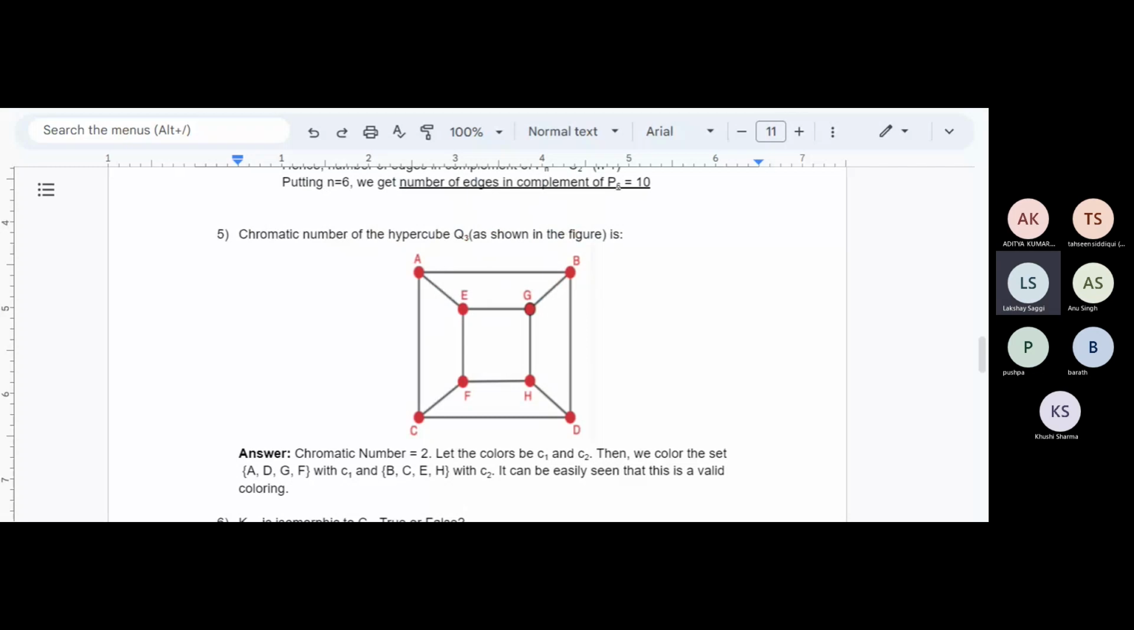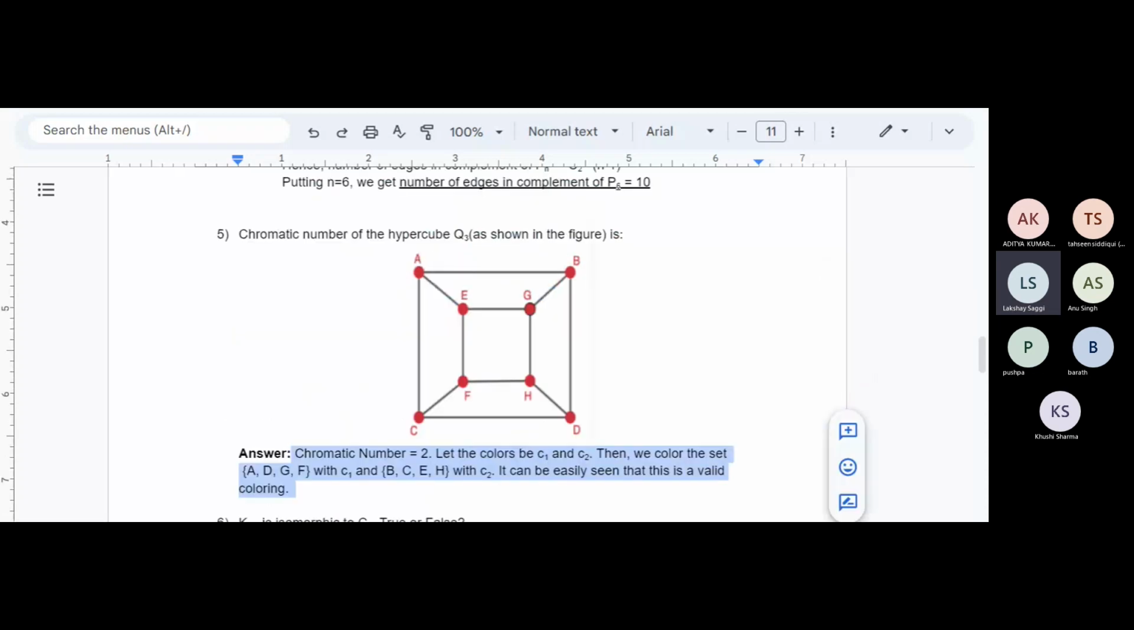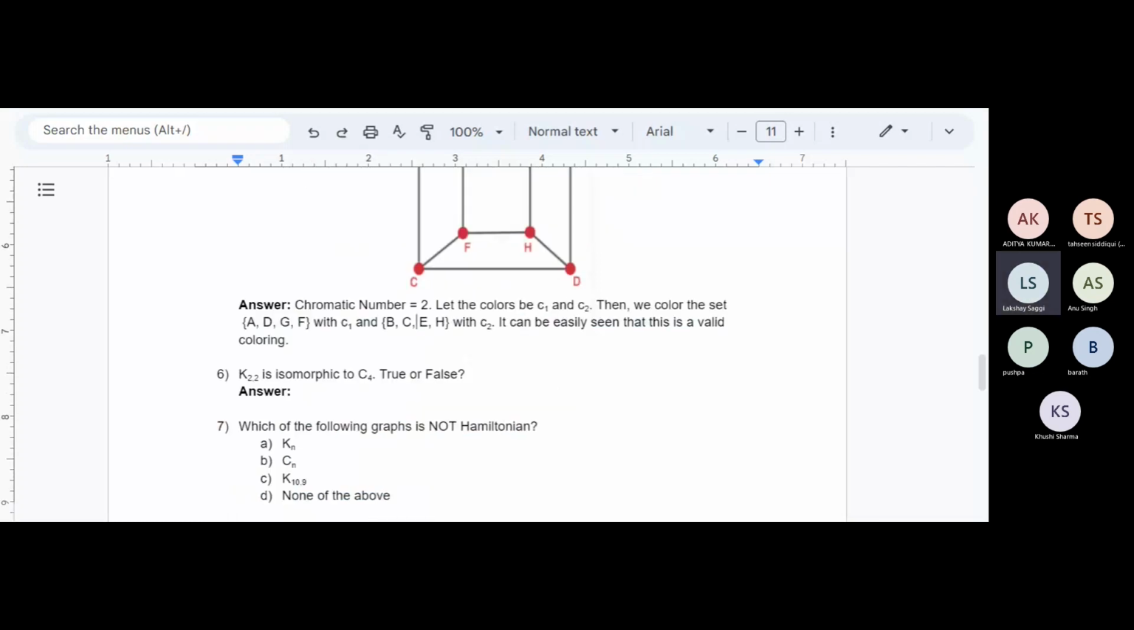So yeah, Khushi, basically what you are arguing in your message is just the same thing which I have written here in the solution. I've just made these sets only. That A, D, G, and F will have color C1, and the other set will have C2 color. So I guess you can write the same thing in different ways basically. So yeah, I guess this is just the answer. Just underline this.